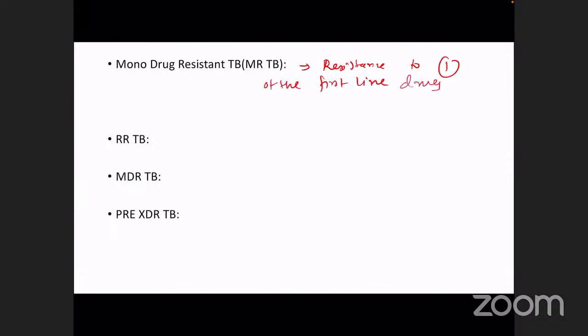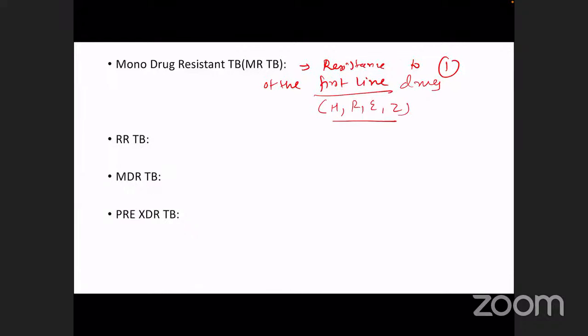Even now, there is some difference between first line drugs and second line drugs. First line drugs are drugs which are used for drug sensitive TB, and all the other drugs are basically second line drugs which are used for management of drug resistant TB. I hope you all know the first line drugs are now only 4: H, R, E, and Z. So resistance to any one of the first line drugs is considered as monodrug resistant TB.